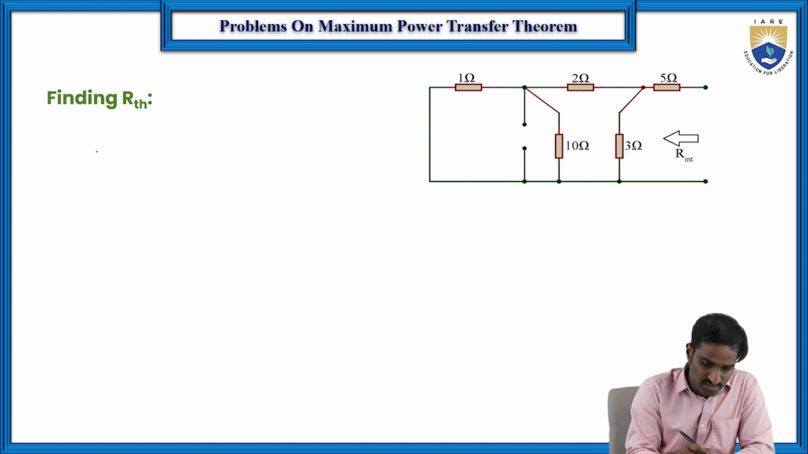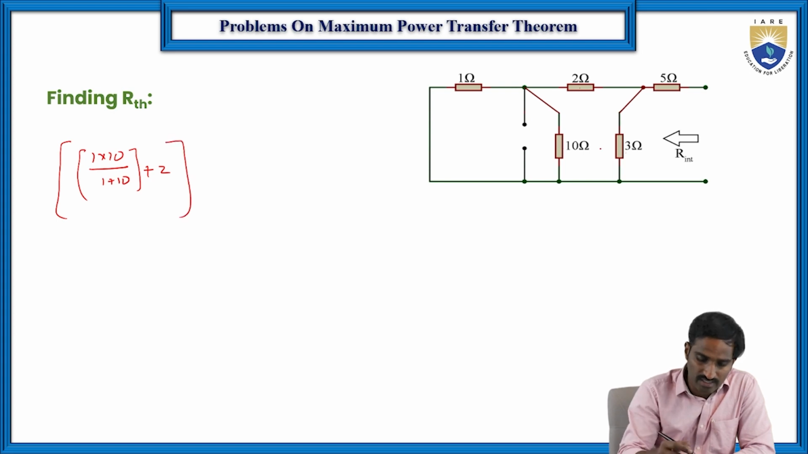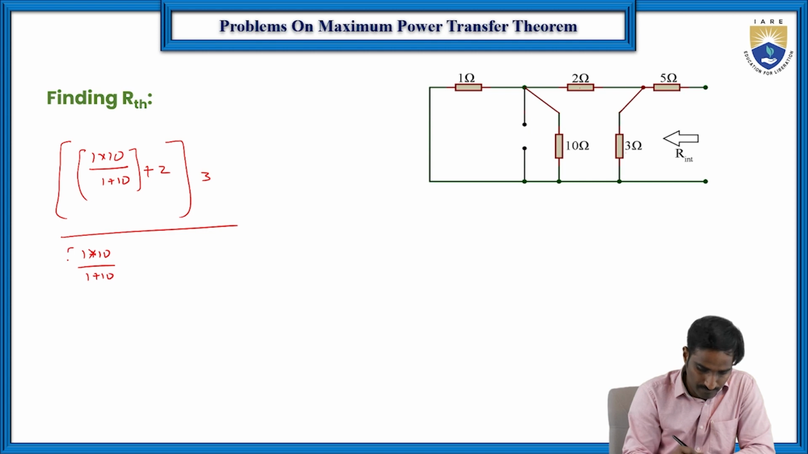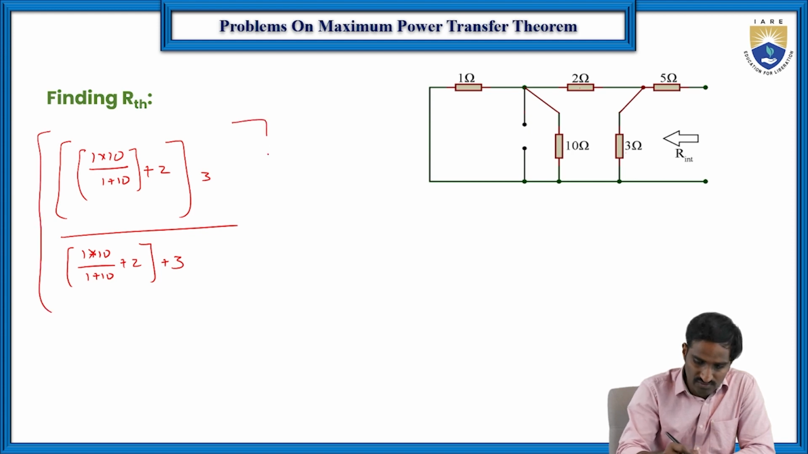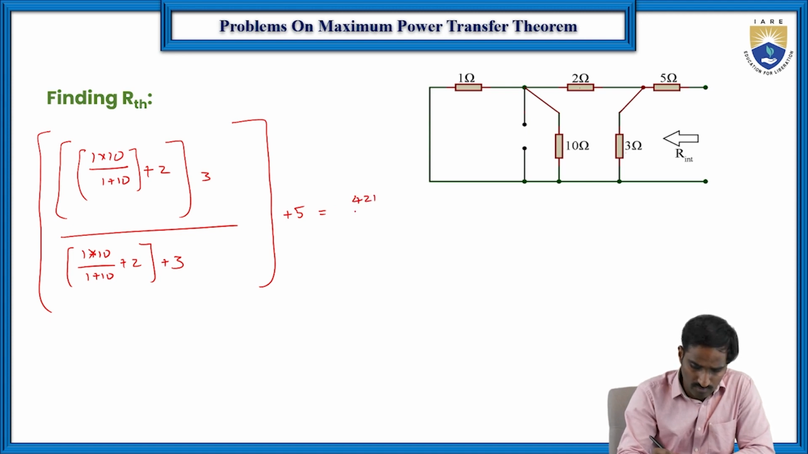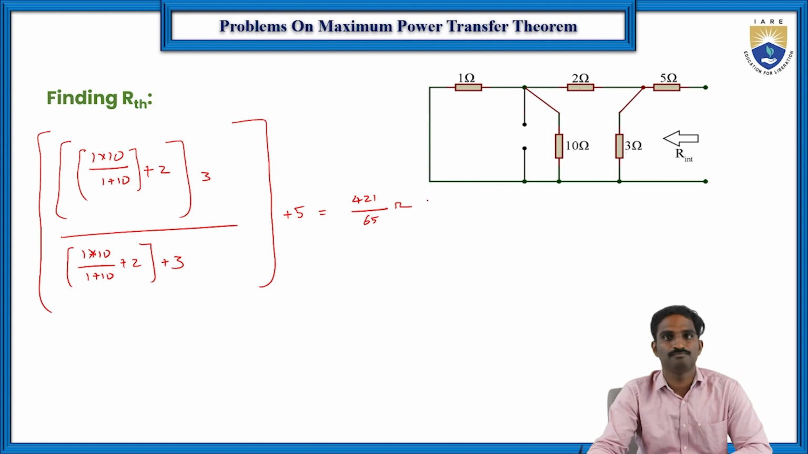So which means 1 into 10 by 1 plus 10, plus this 2, and this combination is in parallel with this 3, so 3 by, again, (1 into 10 by 1 plus 10) plus 2 plus 3, and this total combination is in series with this 5 ohms, so that's why plus 5, which is equal to 421 by 65 ohms.